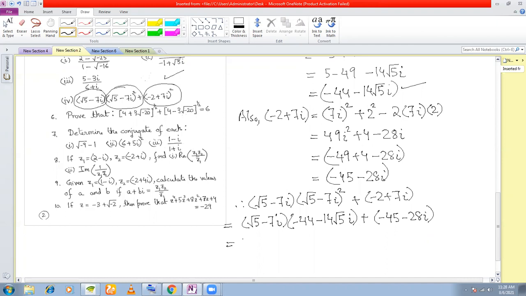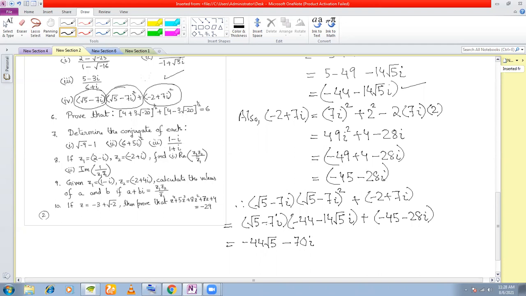You'll get minus 44 root 5 minus... Now you see here, root 5 into 14 root 5. Root 5 times root 5 will combine to give you 5, right? So 14 into 5 will be how much? 70. 70i.